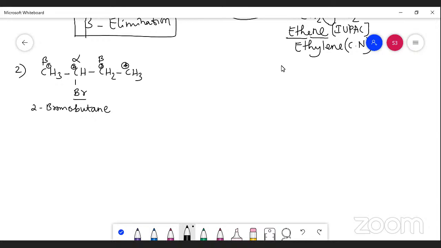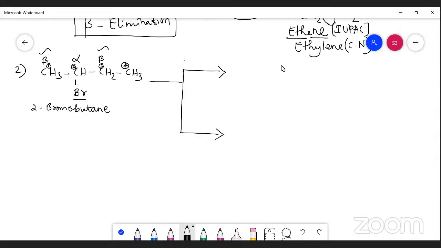Okay, now you take this compound. Now I am going to do the elimination reaction. One thing is very clear: I have 2 beta hydrogens, so there are 2 possibilities for the reaction. I will show the 2 possibilities now. This is one process, and this is the second process.